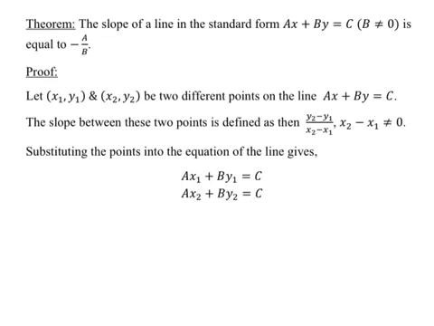But what I really would like to talk about is the actual theorem. So can I get someone to read this for us nice and loud? The slope of a line in the standard form ax plus by equals c, when b is not equal to 0, is equal to negative a over b. That's what the slope actually is.